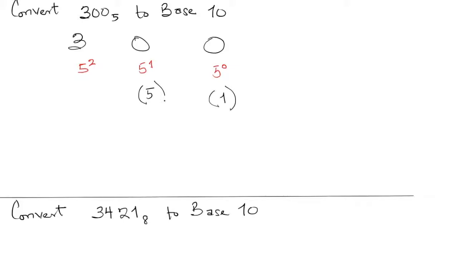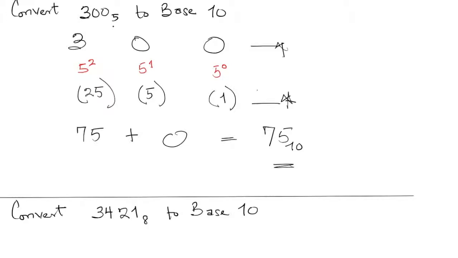Multiply the values of the first line with the values of the third line. And that's going to be 3 multiplied by 25 is 75. Plus, this is 0. This is 0. And what you have is 75 base 10. So 300 in base 5 is equal to 75 in base 10.